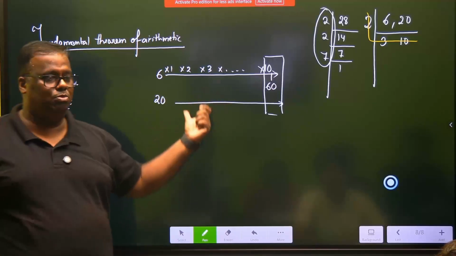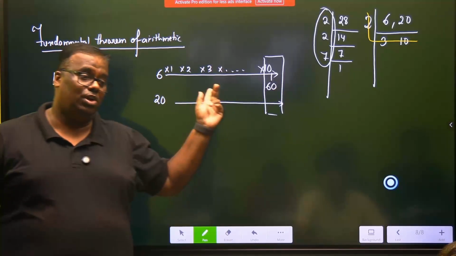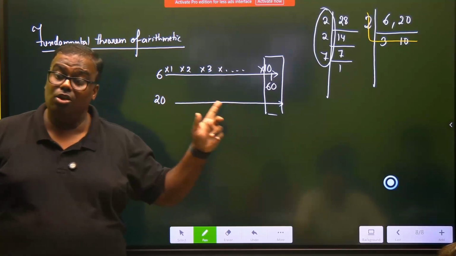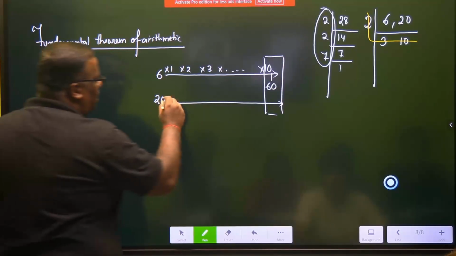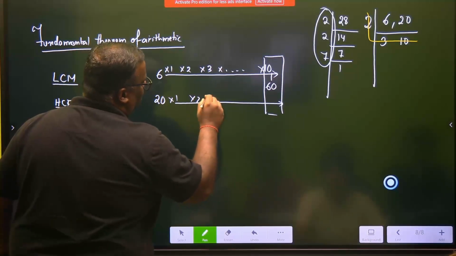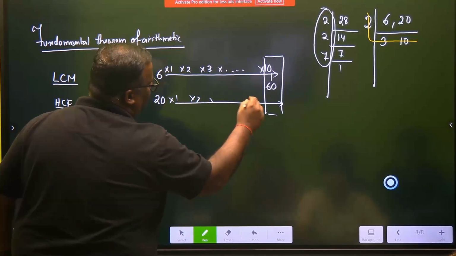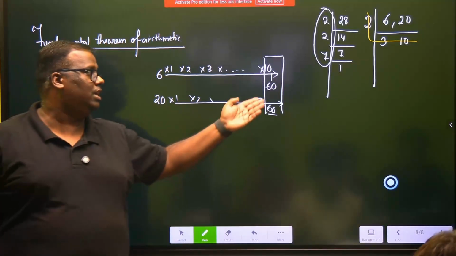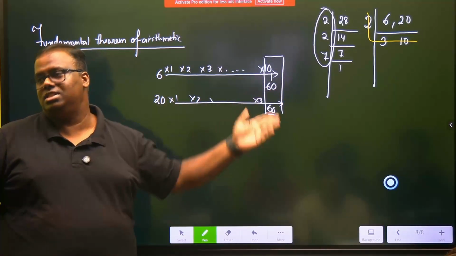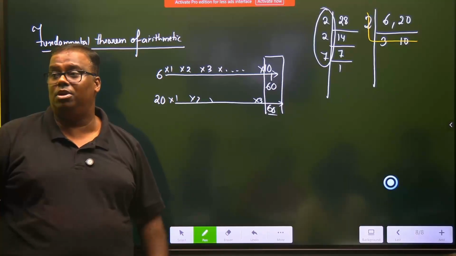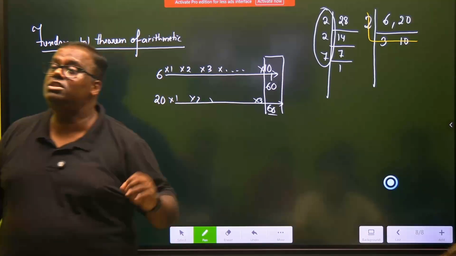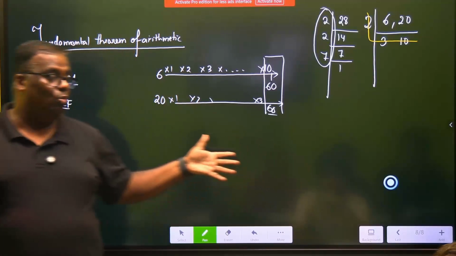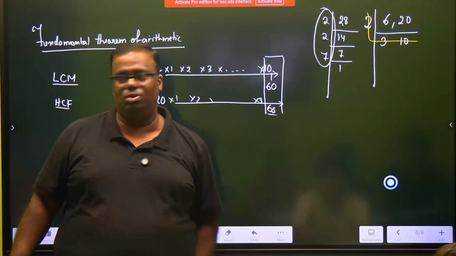60 will be a multiple for 20 also, as well as for 6 also, and it is a common multiple, the lowest common multiple. If I go by 20, 20 into 1 is 20, 20 into 2 is 40, and 20 into 3 gives me 60. So 60 is a common multiple. If you would have done it with 6 and 6, then also you would have got a common multiple, but that is not the lowest common multiple. The meaning of lowest common multiple is, given three numbers, where do they merge for the first time together?